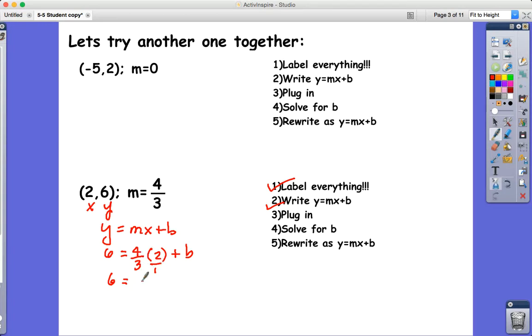put it over 1 and multiply, or you can use your handy dandy calculator. So you get 8/3 plus b. So what we need to do now, I am running out of room. We need to subtract 8/3 from both sides. So I am going to put this up here.